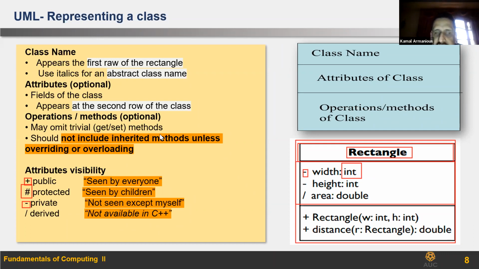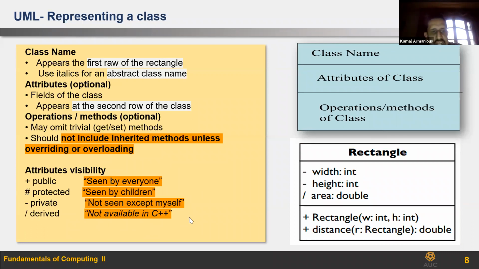And those plus and minus, are they public, private, or protected? So plus is public, hash is protected, and minus is private. So if anyone doesn't understand, don't worry about derived. It's not basically available in C++. I'm just putting it for completeness. So does anyone not understand what this slide is all about?